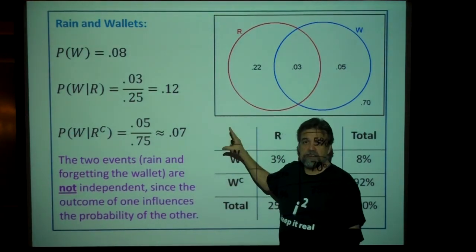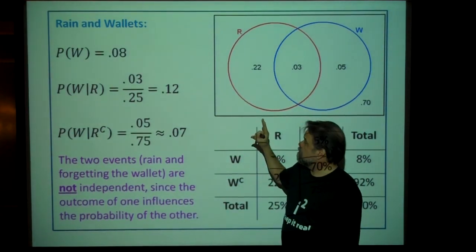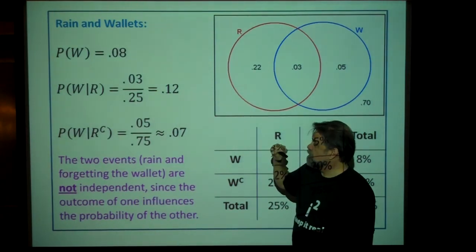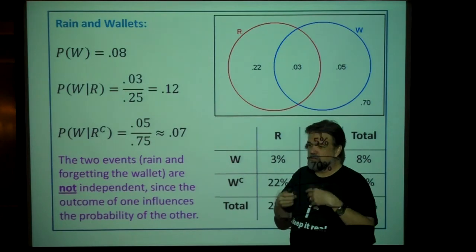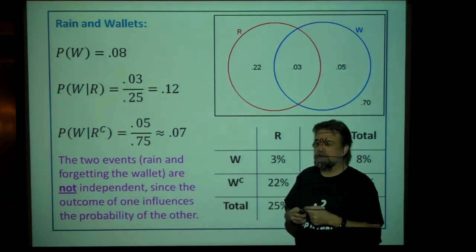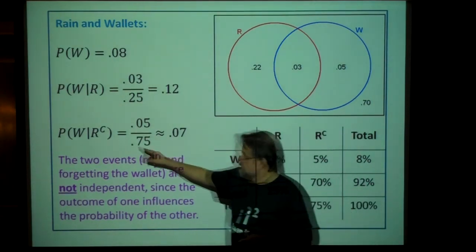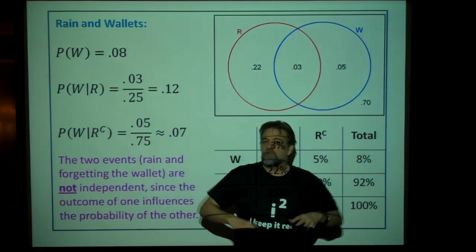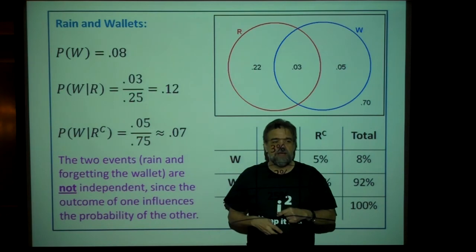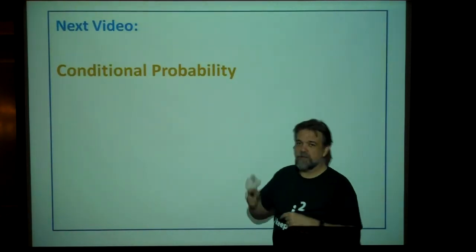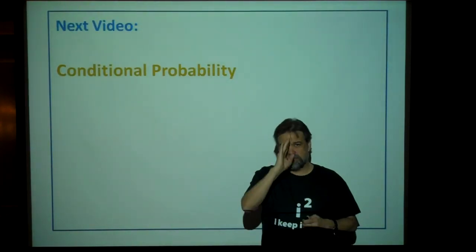So this is an important topic here, and that is whether two random variables or two events are independent of one another or not. Okay? This notation and the idea of independence we're going to talk a lot more about in the next video, and the next video is about conditional probability. Okay? So I will see you then.